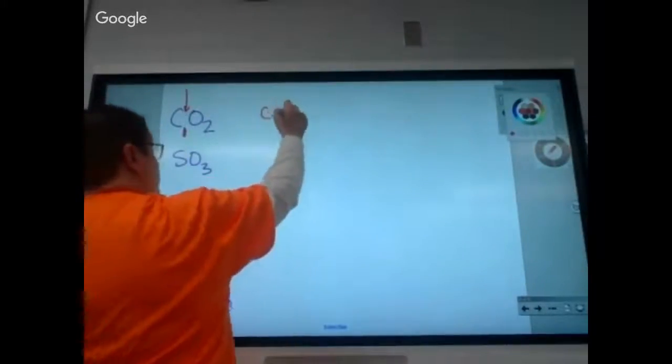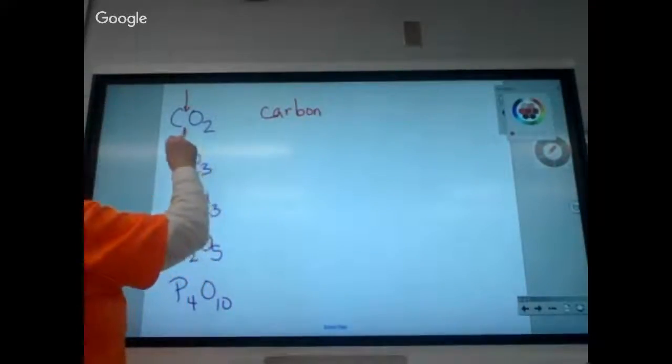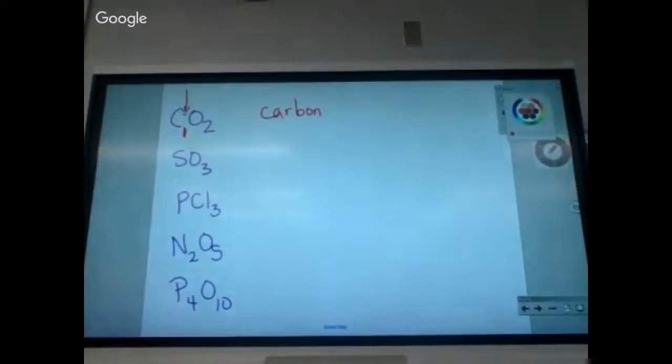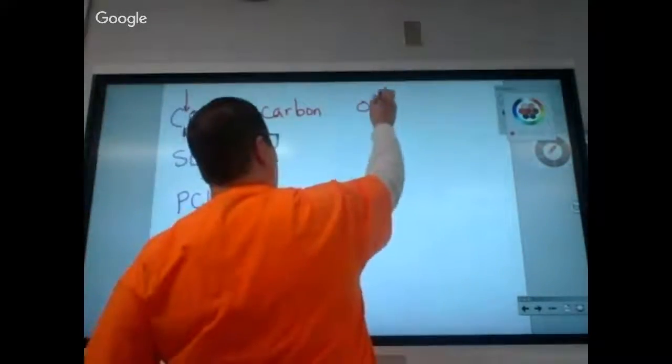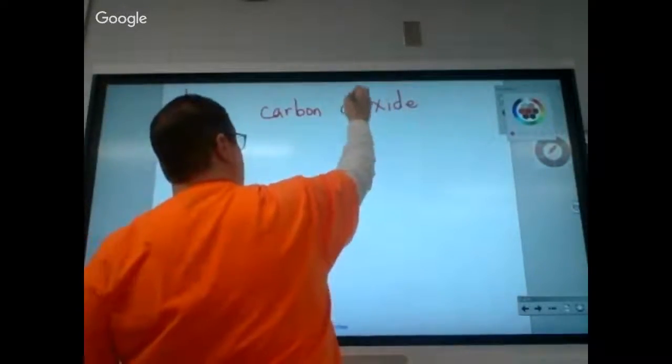So we write the name as carbon. It only gets a prefix if there's more than one. So if there's only one, does it get a prefix? No. The O, being the second element, gets an IDE ending, and it always gets a prefix regardless of how many there are. So O is oxide. How many O's are there? So we put dioxide.